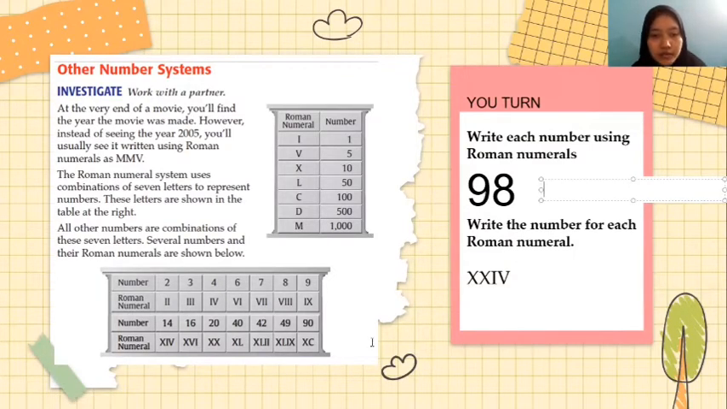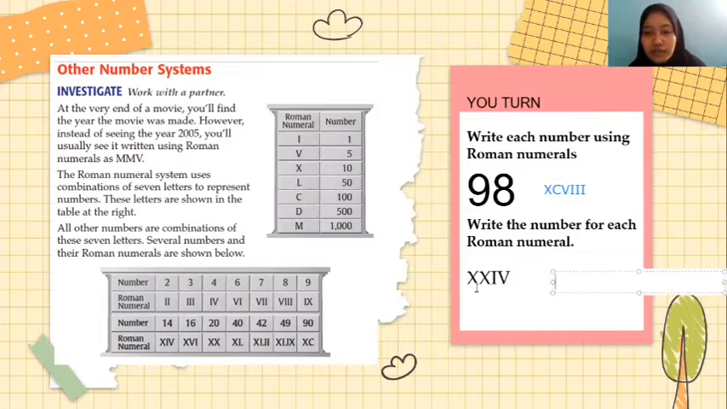90 is represented by X plus C, so we can read XC. And 8 is represented by VIII. So 98 is represented by XCVIII.